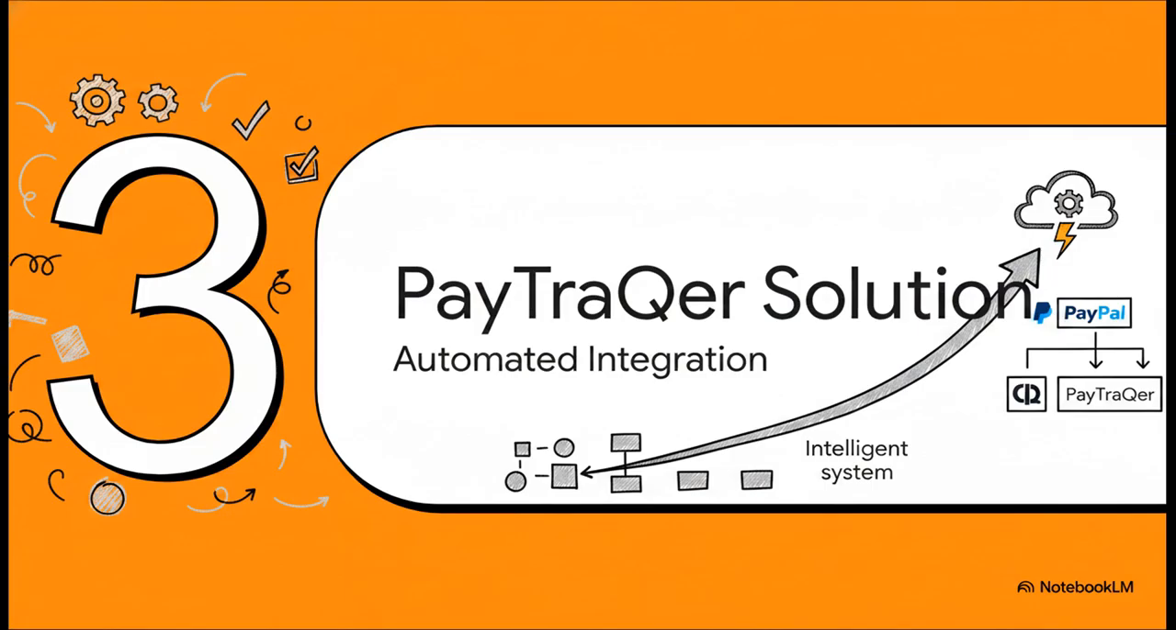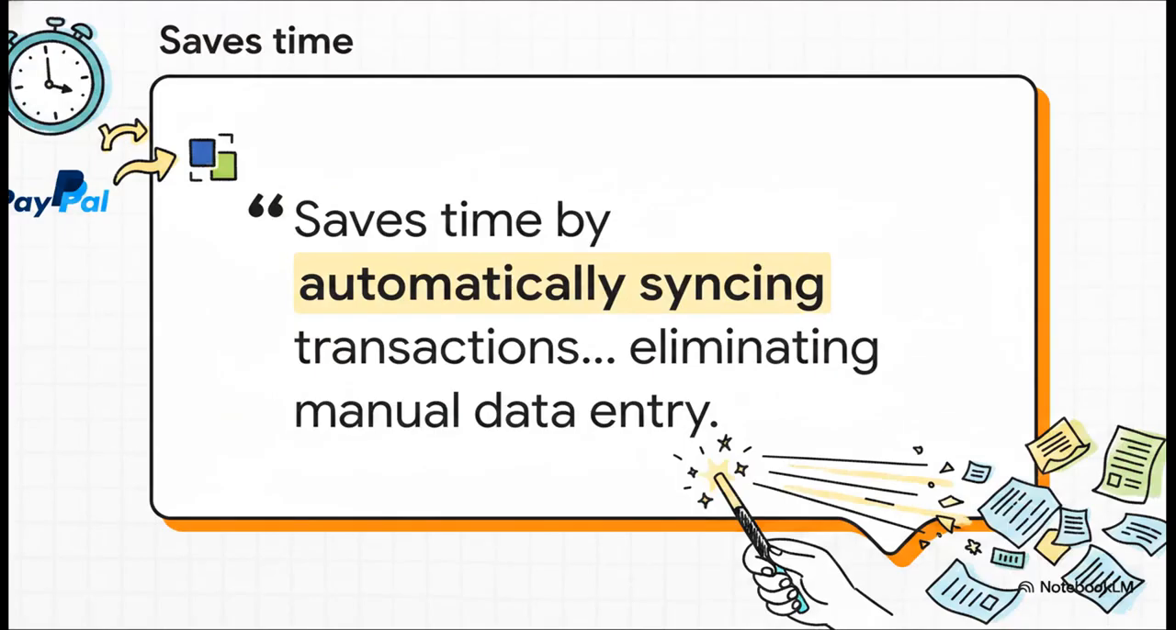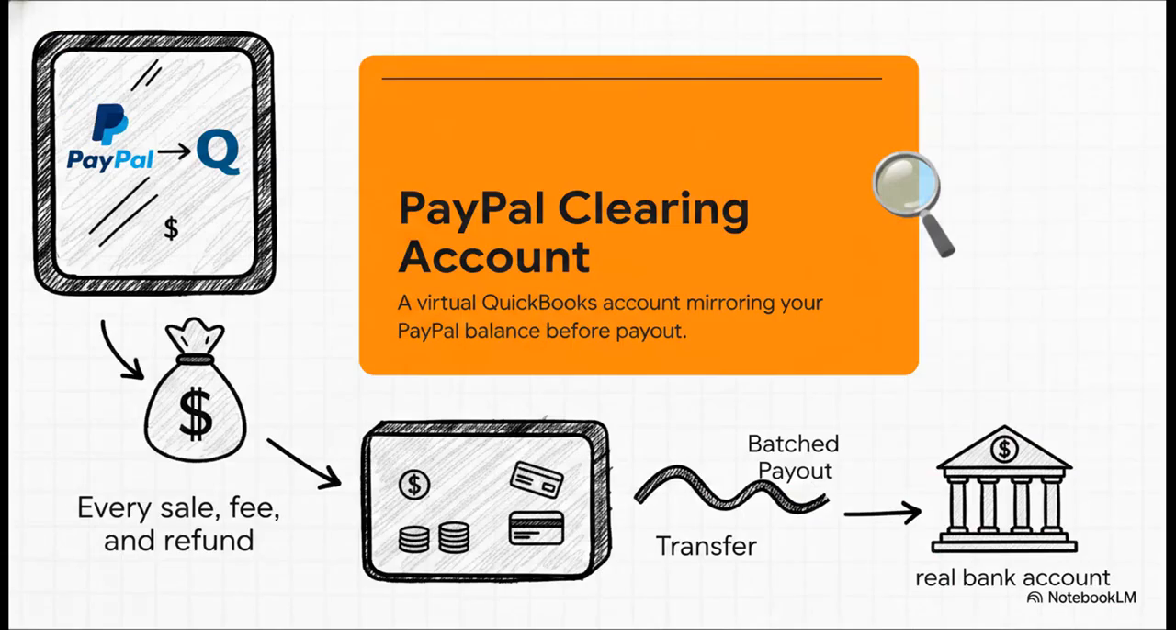Time for automated integration. The shift here is massive. As the top-rated automation tool in this space, users consistently tell us it completely eliminates manual data entry. I mean, you literally stop fighting with your books and finally start trusting them. So how does it actually work? PayTraQer uses what's called a PayPal clearing account. Think of it like a virtual holding pen right inside QuickBooks. Every single sale, fee, and refund posts here first, mirroring your actual real-world PayPal balance to the absolute penny.